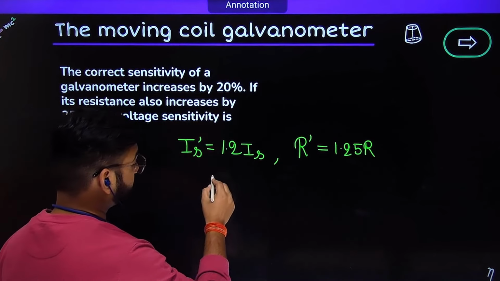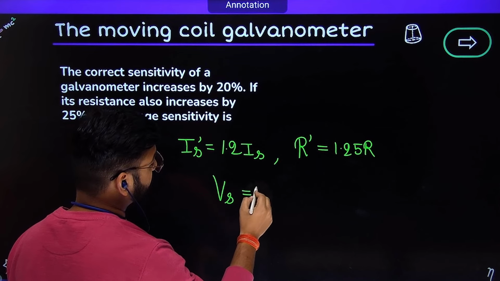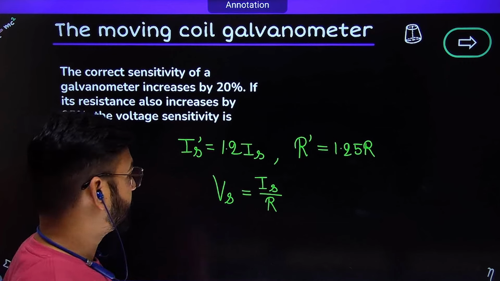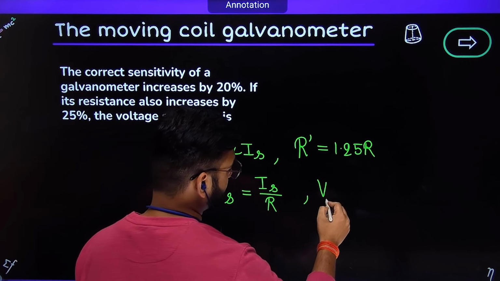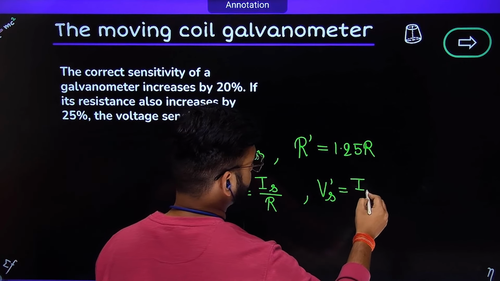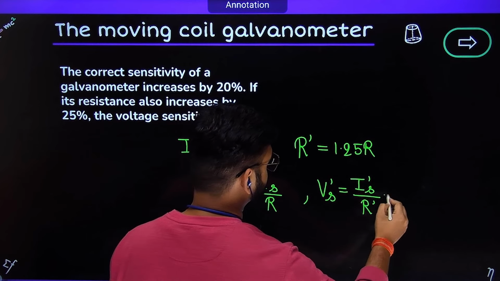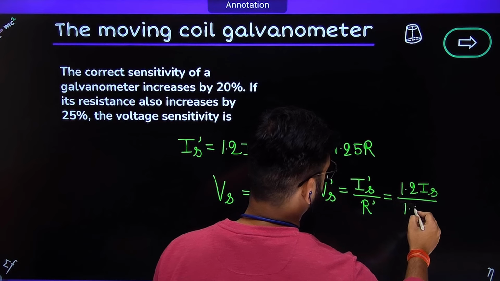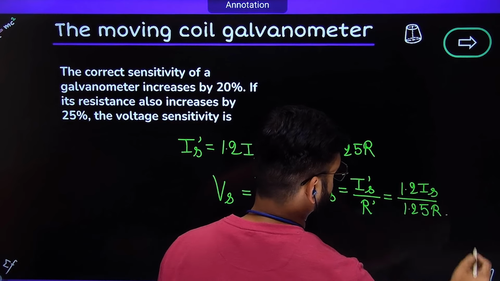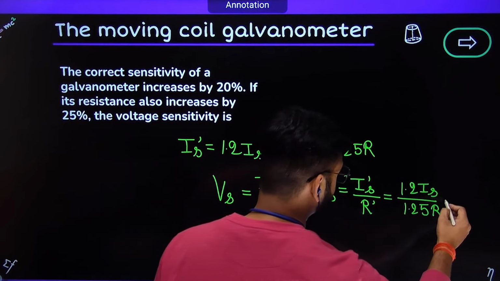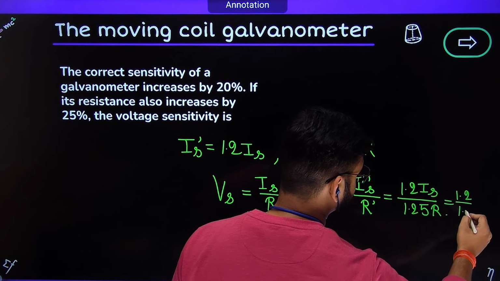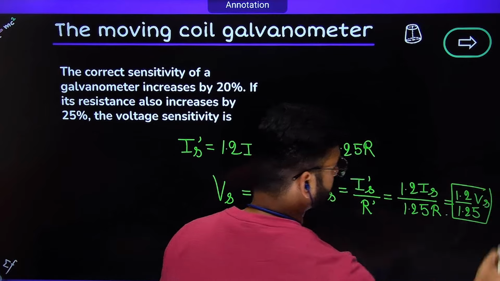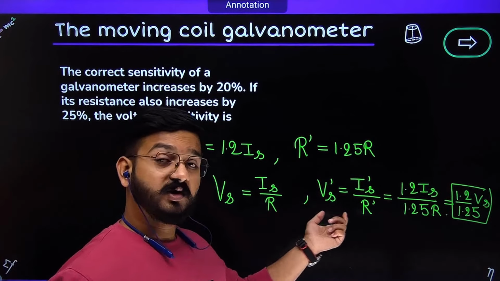As you know, the relation between voltage sensitivity and current sensitivity is Vs equal to Is by R, correct? So what will be the new voltage sensitivity? Vs dash will be equal to Is dash by R dash. Substitute the values: 1.2 divided by 1.25 R. So what is Is by R? Is by R is basically your Vs. Now, you have the new voltage sensitivity.